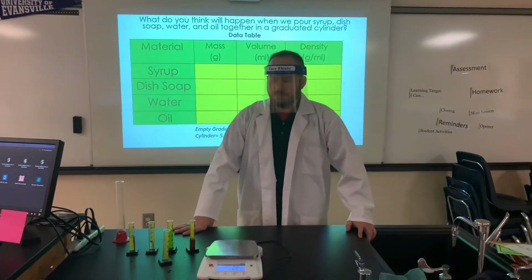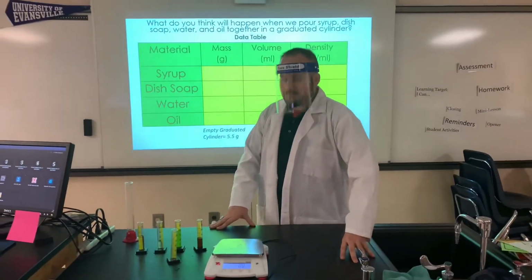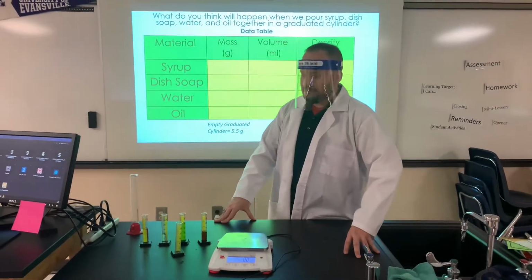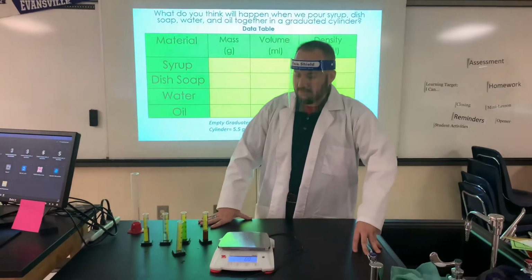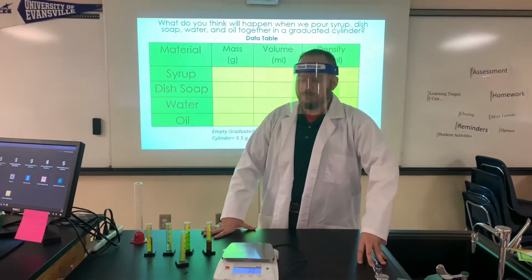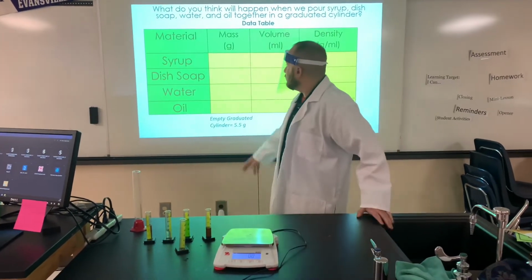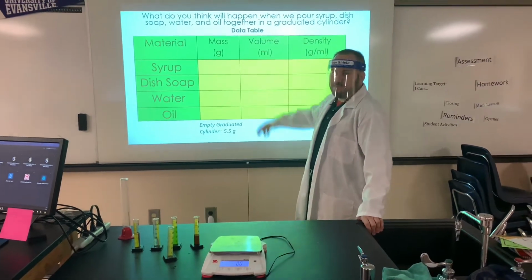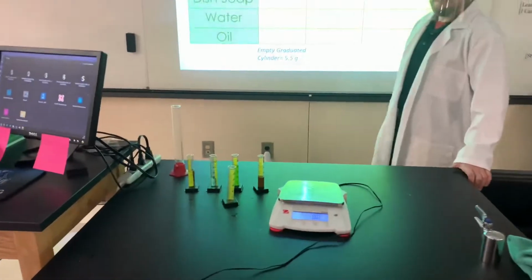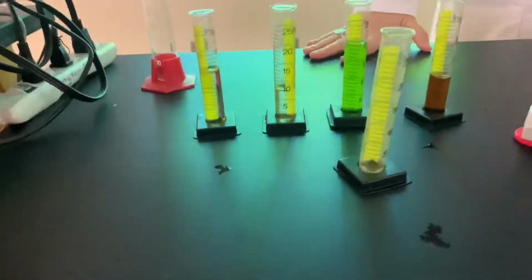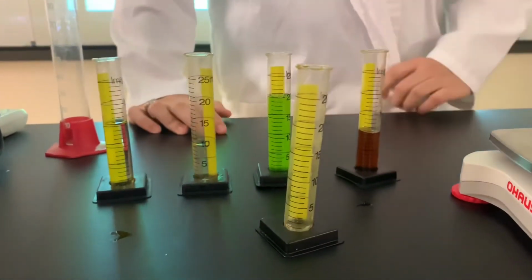All right, guys, before we actually pour these materials together, we're going to take some measurements, because once we pour them together, we're not going to be able to do this. As a reminder, mass and volume are two types of measurement that we've already learned about. The first one we're going to look at is volume. We already have in our graduated cylinders an amount of each material poured out.